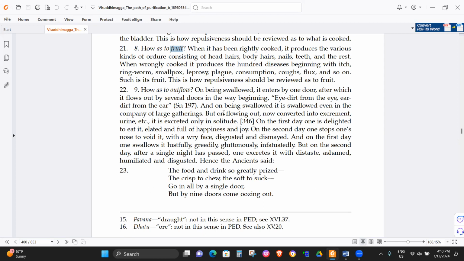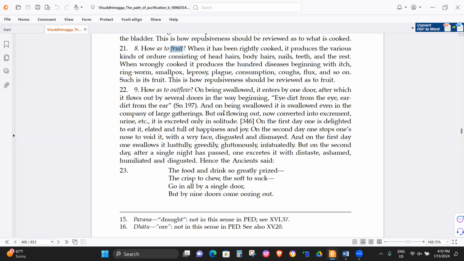Okay. How as to outflow? On being swallowed, it enters by one door, after which it flows out by several doors in the way beginning. Eye dirt from the eye, ear dirt from the ear, and on being swallowed, it is swallowed even in the company of large gatherings. But on flowing out, now converted into excrement, urine, etc., it is excreted only in solitude.